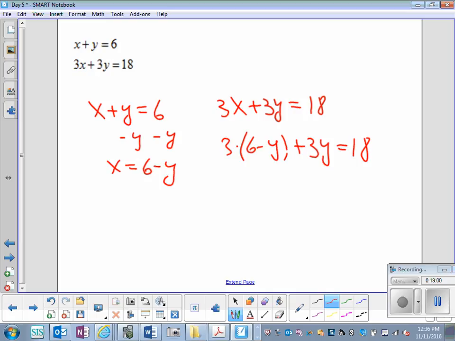Then you distribute, you simplify, and everybody pretty much got to this point. 18 equals 18, right? We started with equations, we tried to solve, and we got an equation. When is this true? Always true, right? So it means that our system of equations has how many solutions?